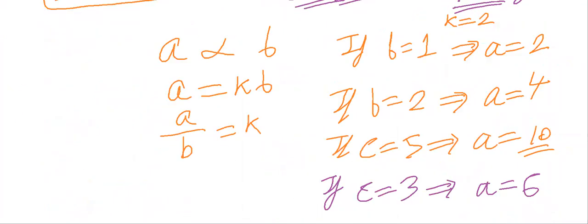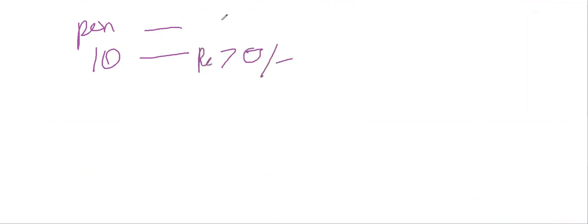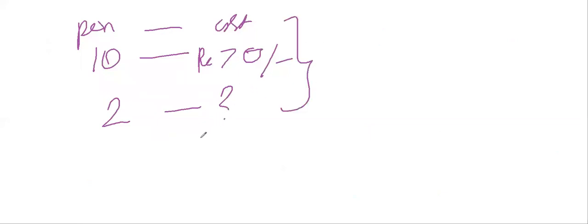So what is that unitary method? For example, you have purchased 10 pens in, say, 70 rupees. In 70 rupees you have purchased 10 pens, but you want to purchase how many pens? You only want to purchase 2 pens. So here what method are you going to apply? You are going to solve this by the unitary method.